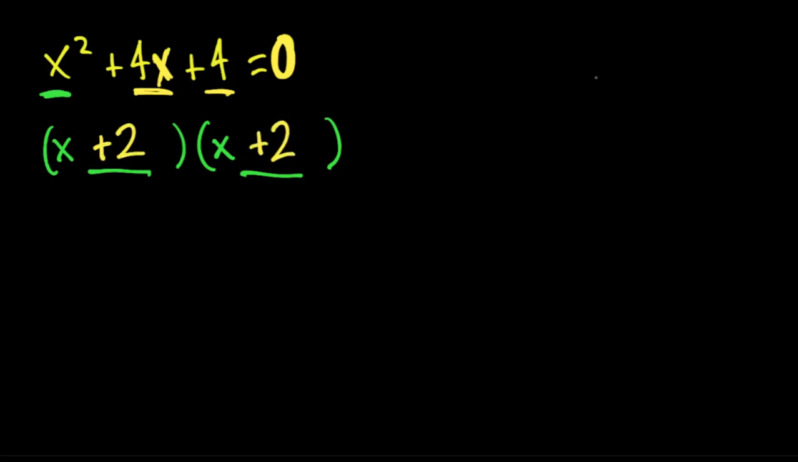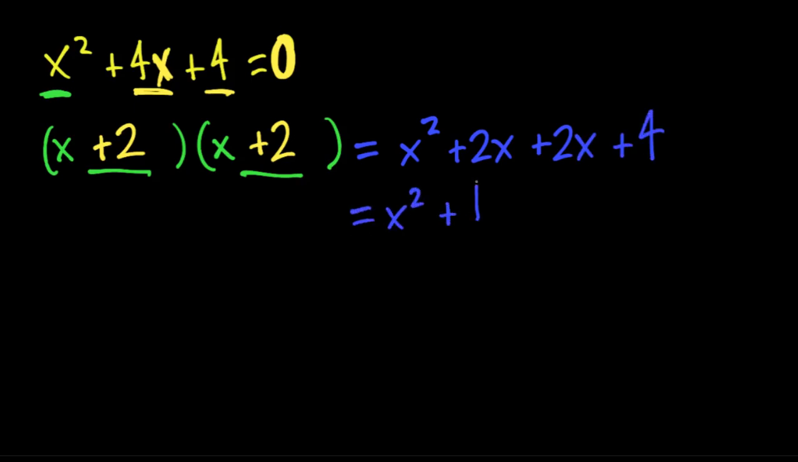And that makes sense. And we can expand that out just to see if we were correct. So x times x is x squared, 2 times x is 2x, 2 times x is 2x, and 2 times 2 is 4. Tidying that up, we'll get x squared plus 4x plus 4, which is the same as what we started with, which means that we correctly factorized.